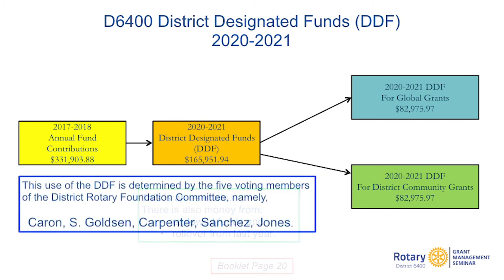And the use of this money is determined by those five voting members. So again, that's me, for the purposes of bribes, and I shouldn't say that. We can't be bribed. Myself, Sue Goldson, David Carpenter, Roberto Sanchez, and Russ Jones. So that we're the ones that vote. No money is given out by me or any individual. All the money that's allocated to you for grants is decided by this committee of five and voted.